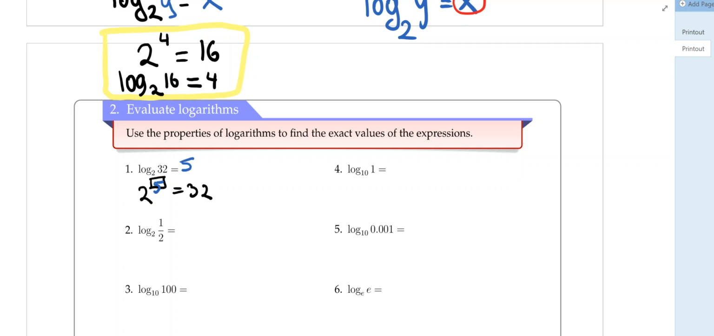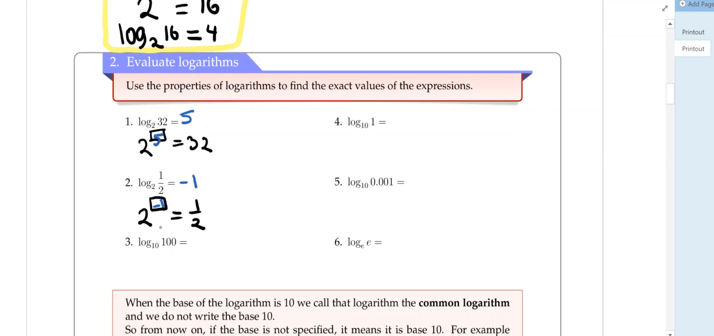Now, for the next one. Log base 2 of 1/2 equals what? So I'm looking for the base is 2. 2 to what power gives me 1/2? Well, we know that 2 to the negative 1 gives you 1/2. Remember negative exponents? So 2 to the negative 1 equals 1/2. So therefore, logarithm of base 2 of 1/2 equals negative 1.